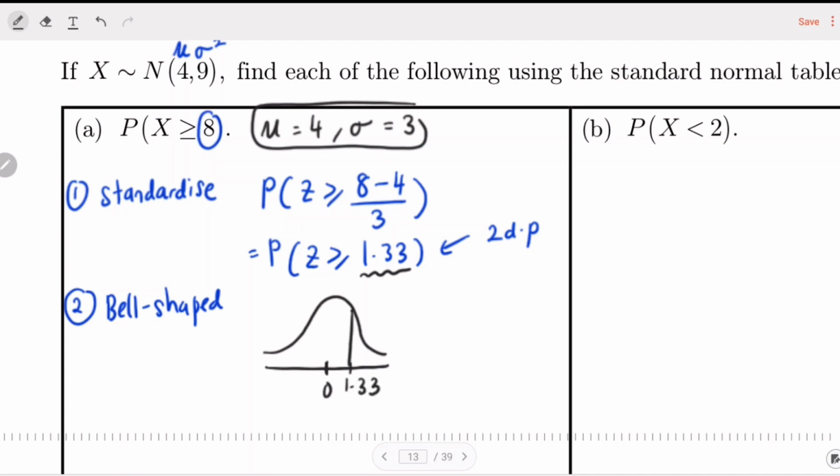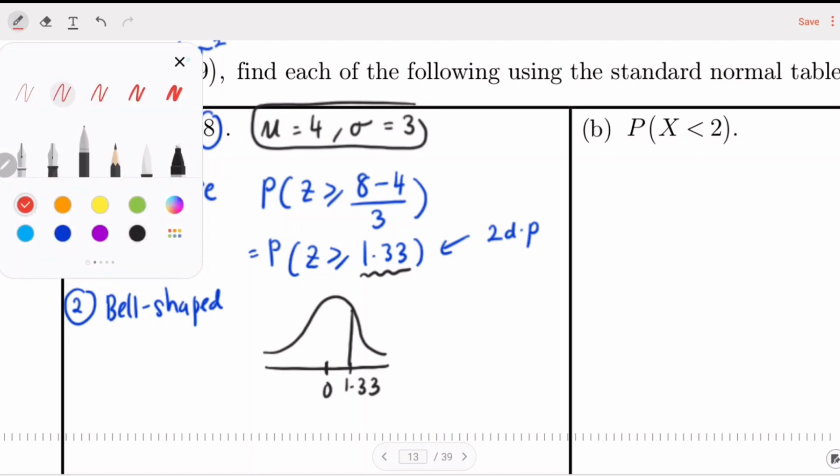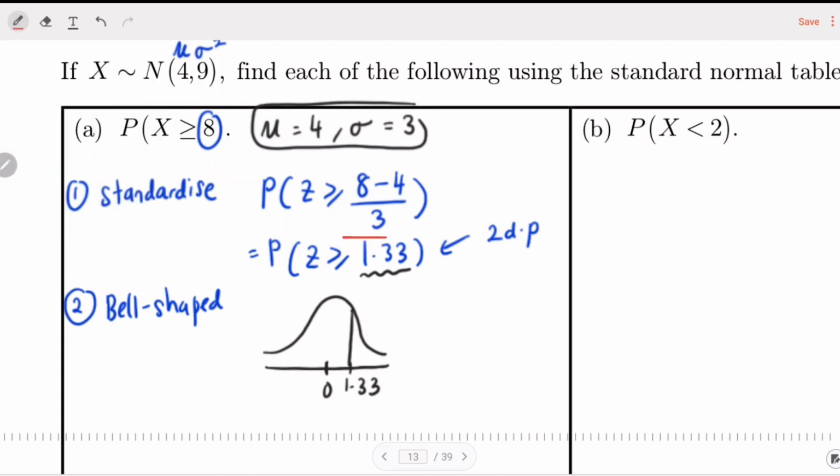Next, I'm going to shade the region. Since the probability is Z greater than or equal to, if it is greater than or equal to, the shaded region will go to the right. So the shaded region will look like this.